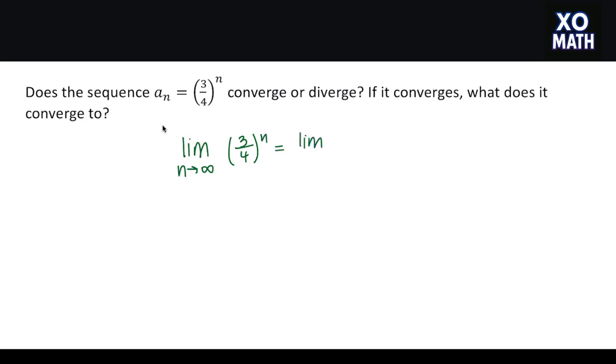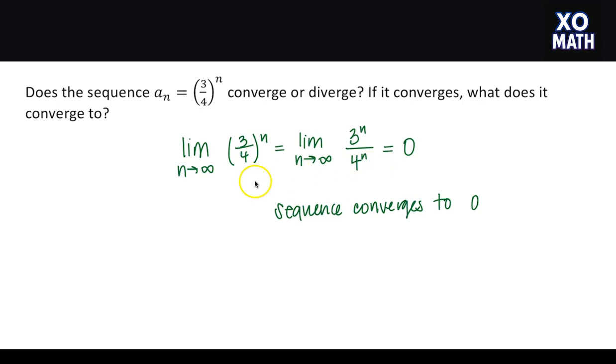Well, I'm going to rewrite this as the limit as n approaches infinity of 3 to the n over 4 to the n. Both the numerator and denominator are exponential functions, but the exponential in the denominator has a bigger base. So as n approaches infinity, the denominator is growing bigger, faster than the numerator, so the limit is equal to 0. Now, since 0 is a real number, we know that our sequence converges. So our sequence converges, and more than that, we know that the sequence converges to 0.